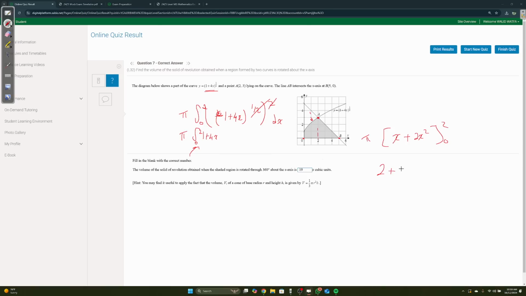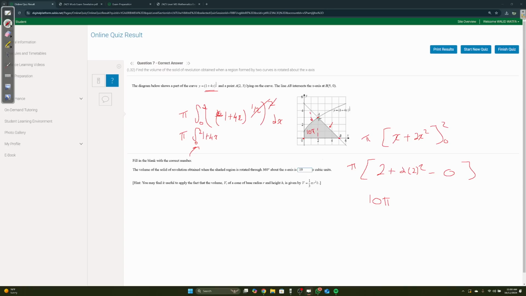So you're going to get 2 plus 2 times 2 squared, minus 0 obviously, and pi outside. So you're going to get 8, 4 times 2, 8, 10. Yes, you're going to get 10 pi. So the first part is 10 pi.